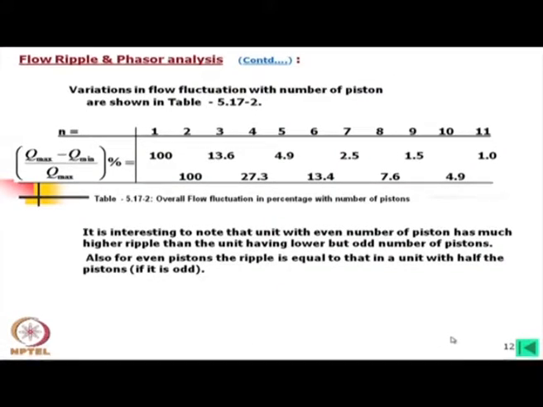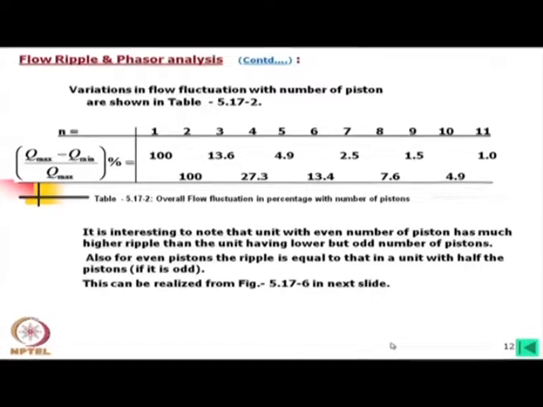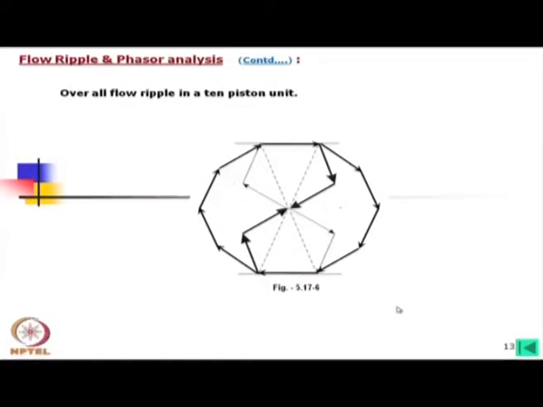Also, for even pistons, the ripple is equal to that in a unit with half the pistons if it is odd, not for the even. As I told, 8 divided by 2 is not giving the same fluctuations. This can be realized from another figure. Now, here I have shown what we have done. See, this is of 5 pistons. Okay. This is another 5 pistons.